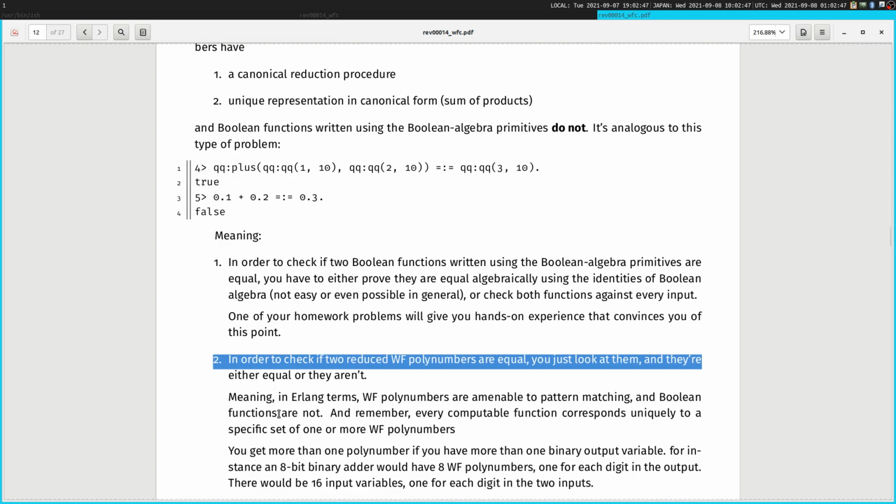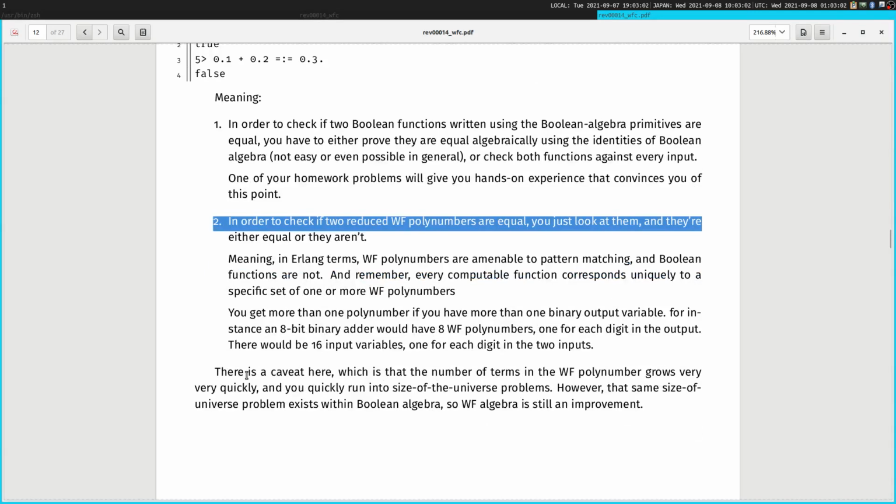I was going to do a revelation where I do a binary adder and write it as WF polynumbers, because Wildberger's original orientation was towards circuits, and I want to maybe circle back to that orientation. I also have not talked about the Boole-Mobius transform and maybe want to talk about that in this playlist. I got to work more on QAnal in order for that to work. We'll see. But you get more than one polynumber if you have more than one binary output variable.